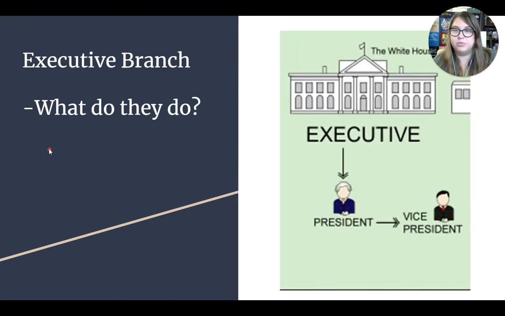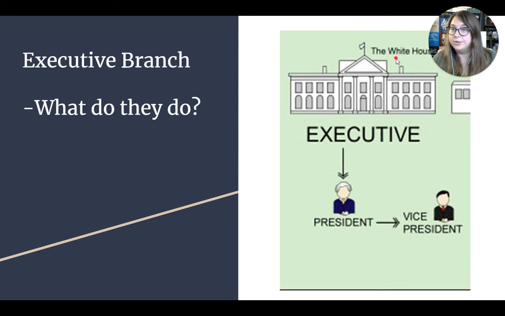Our second branch of government is the executive branch. So when we think of executive, I think of a really important person in charge of something, maybe a CEO or someone who executes something. That's that word that I think of when I hear executive branch. When we look at our diagram here, we see the White House. I know my picture's a little in the way here, but the White House is a good clue for who is in the executive branch.